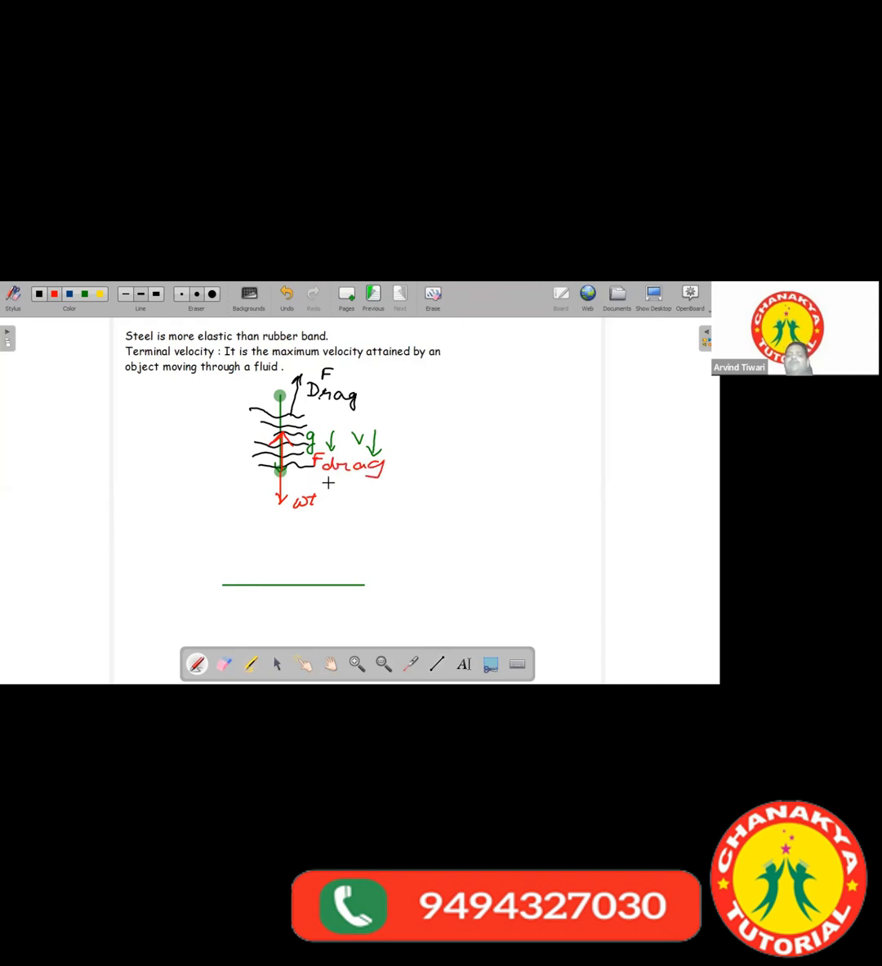So if both the forces equal each other, then no net force will act on the ball. As a result, the ball will not accelerate. There will be no acceleration, and hence the ball will continue to move downward with the same velocity. Its velocity will not increase further. Since we observe here that the velocity of the ball does not increase further in this case, we will say that the ball has attained a terminal velocity.